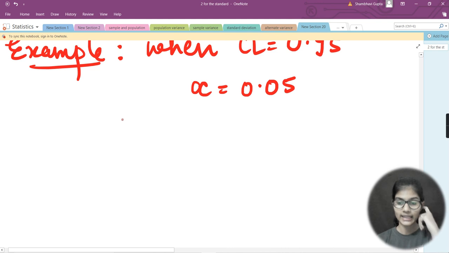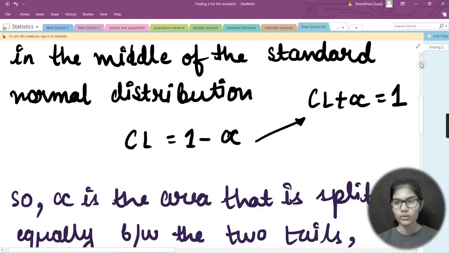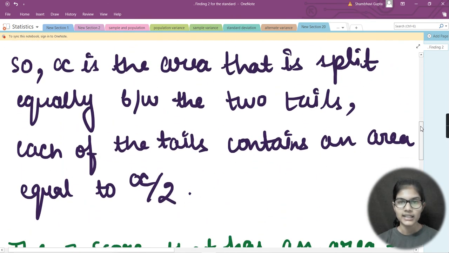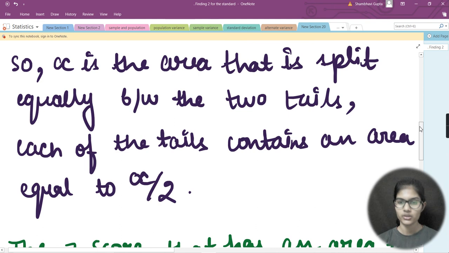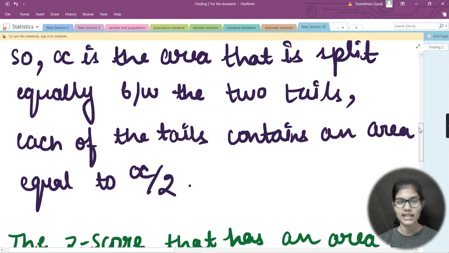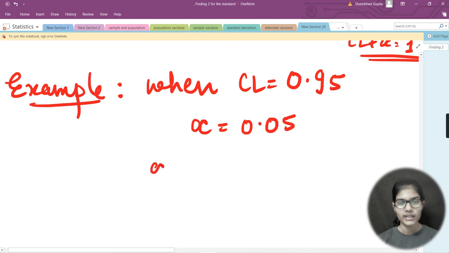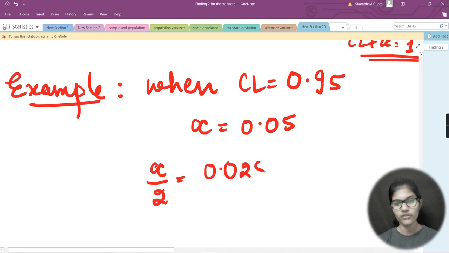Now if we want to find alpha by 2, let me go above and show you what that was. Alpha is the area that is split equally between the two tails, right? Each of the tails contains an area equal to alpha by 2. So I'll be calculating alpha by 2 here, and I would get 0.025. You can calculate that on your own using the calculator, or even do it manually. This is basically how you get these values.